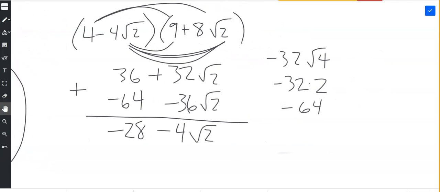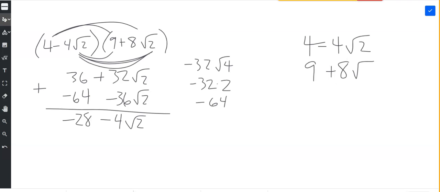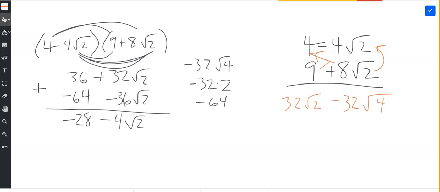The third way I can see doing that question or setting it up is kind of a little bit like we might have done in elementary school in terms of how it's set up vertically. We're multiplying these things together. And you can see that if I do 8 radical 2 times negative 4 radical 2, that would be my negative 32 radical 4. And if I do 8 radical 2 times 4, that would be 32 radical 2. And if I do 9 times 4 radical 2, that would be 36.